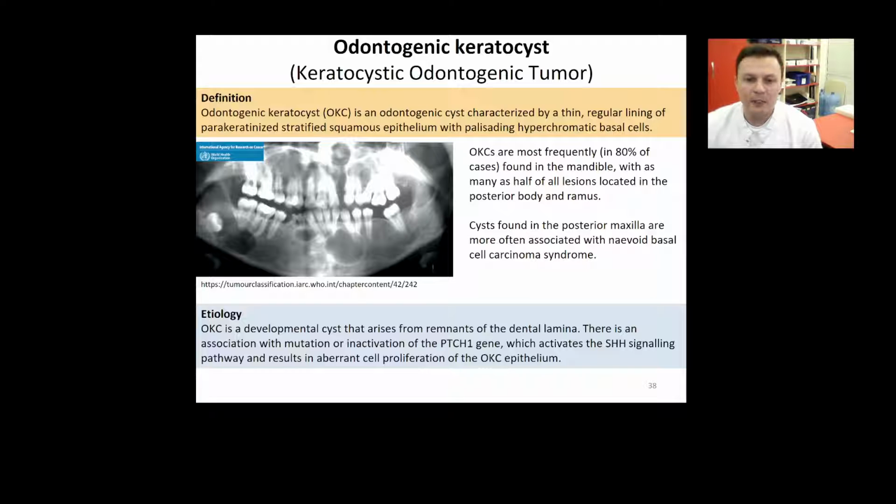OKC is a developmental cyst that arises from remnants of the dental lamina. There is an association with mutation or inactivation of the PTCH1 gene, which activates the Hedgehog signaling pathway and results in aberrant cell proliferation of the OKC epithelium.